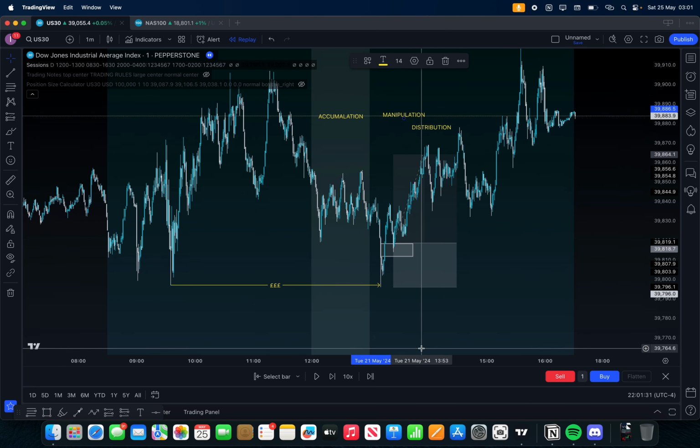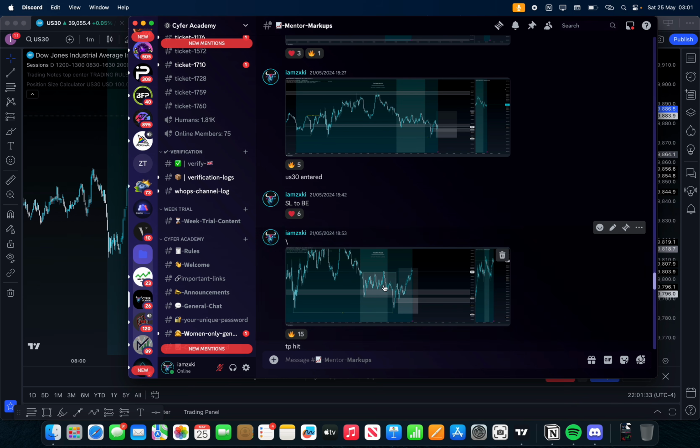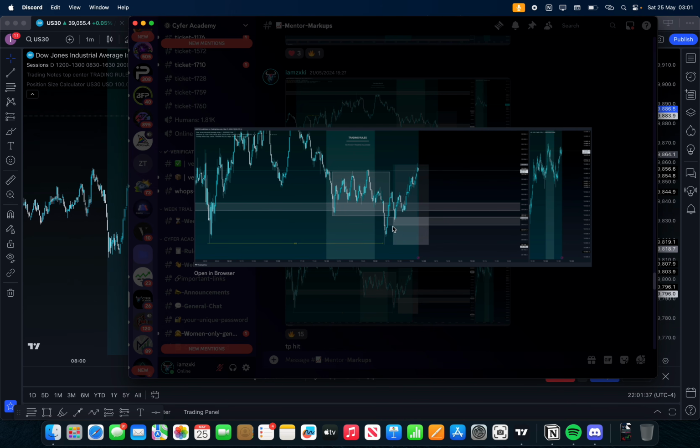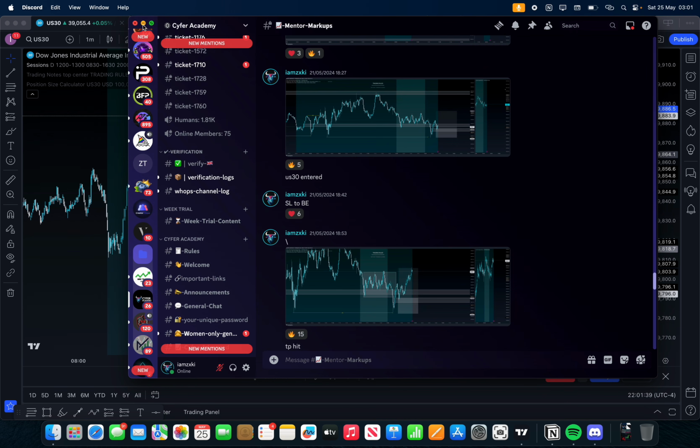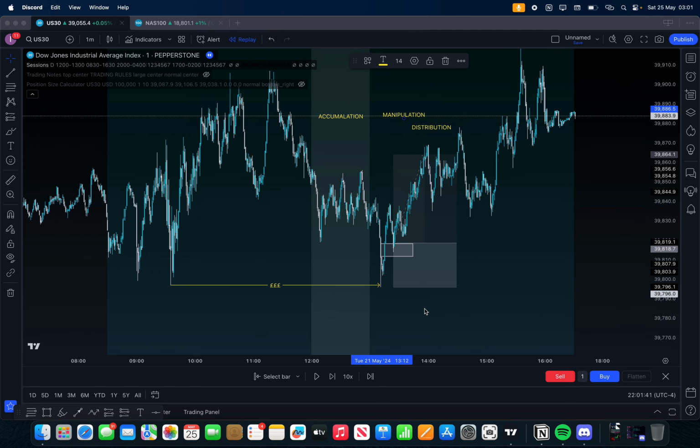This trade itself was sent in the Discord as well on Tuesday, as you guys can see, and I actually marked out the accumulation, the manipulation, and the distribution within that. So I'm just going to touch upon that so you guys can potentially see in the future, and once you do see something like this play out, you can go ahead and catch it.